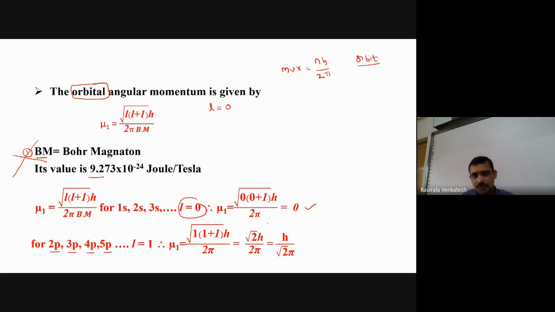1 into 1 plus 1, that will be root 2 h. So this is the value for us, h by root 2 pi. For any p orbital, 2p, 3p, 4p, 5p, 6p, whatever it may be, the orbital angular momentum will be h by root 2 pi. For any 1s, 2s, 3s orbital, the L value will be 0, and here also it will be 0. For any 2p, 3p, 4p, 5p, L is equal to 1, and the orbital angular momentum of the electron will be h by root 2 pi.